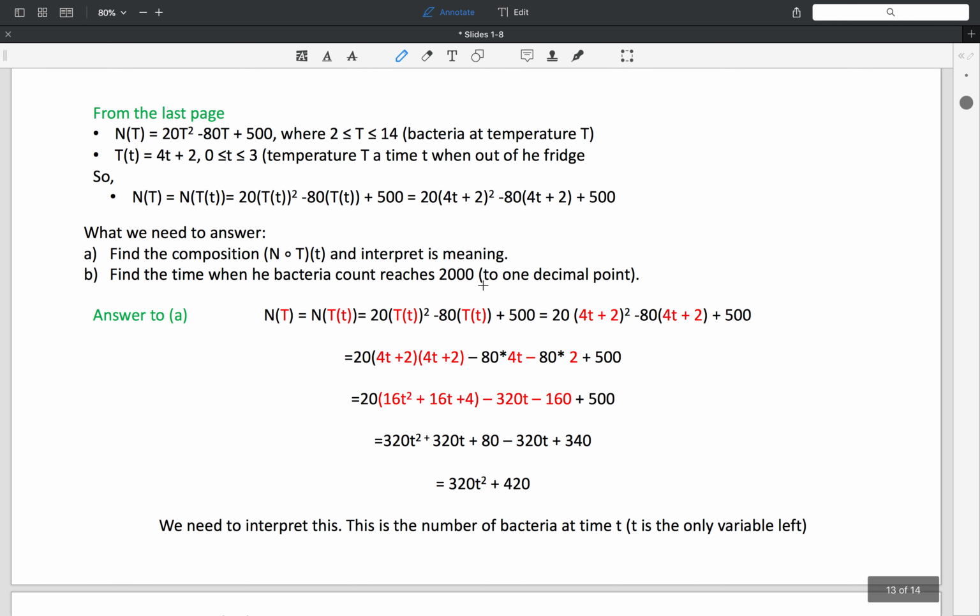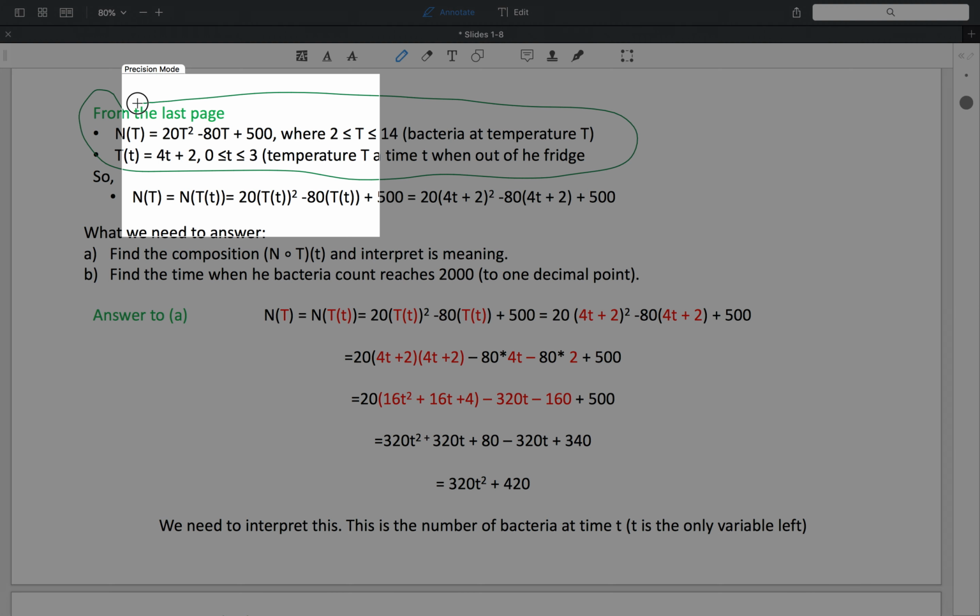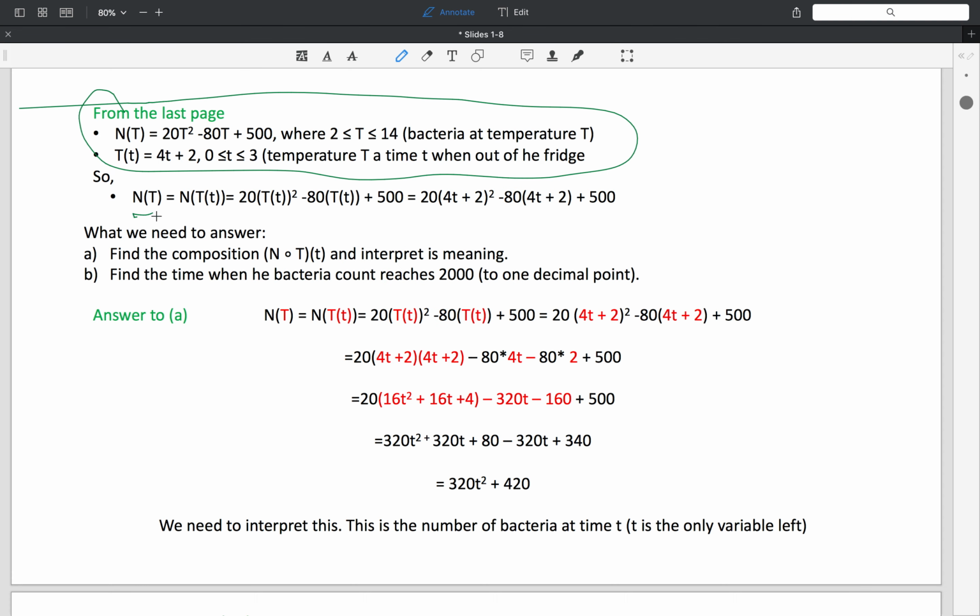And again, summarizing what the last page was here. We took N of T, we wrote it as N of capital T of little t. And then wherever there was a capital T of t, we're going to plug it in for the capital T's. And so I get 20 times capital T of t squared minus 80 times capital T of t plus 500. And so my capital T of t is 4t plus 2. So I'm going to plug that in here. And I add 500. So that's where I was.